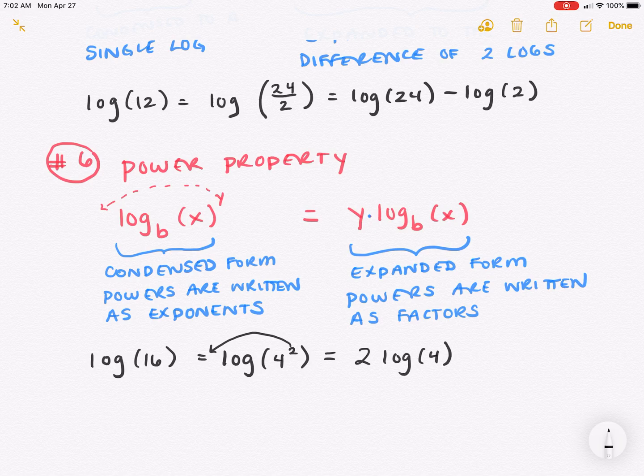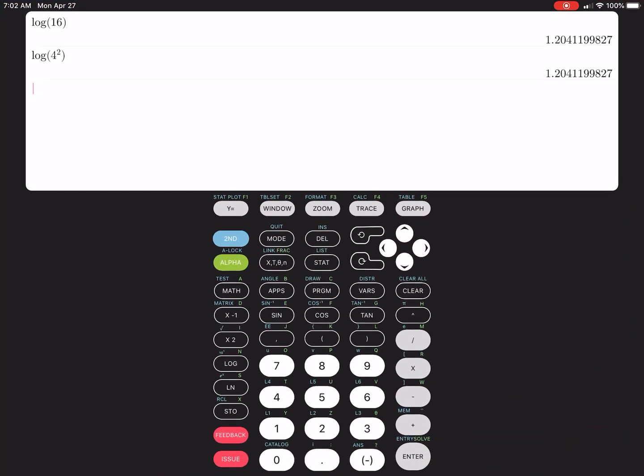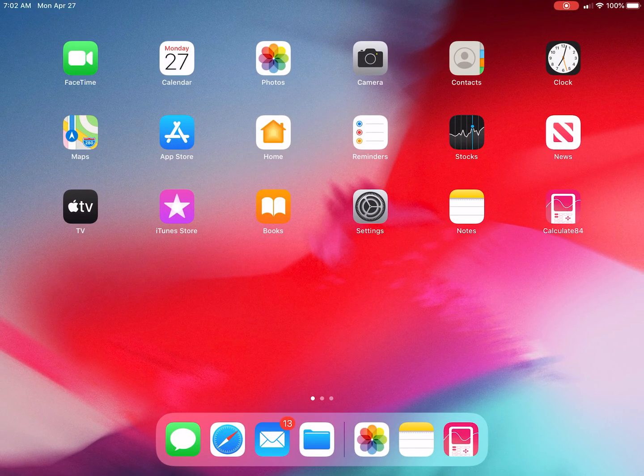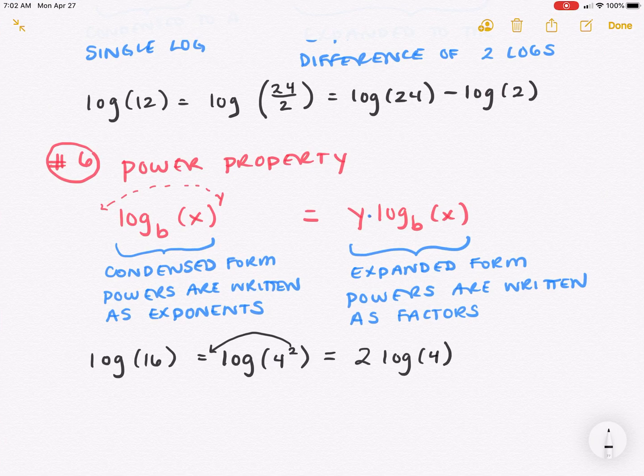And that's what I want to prove to you in the calculator, is that if we take 2 times the log of 4, we in fact get the same thing. So it's just a matter of convenience, what we're trying to do. Sometimes I like it written as an exponent. Sometimes I like it written as a multiplication factor.